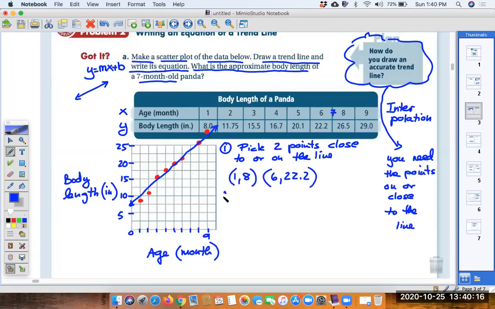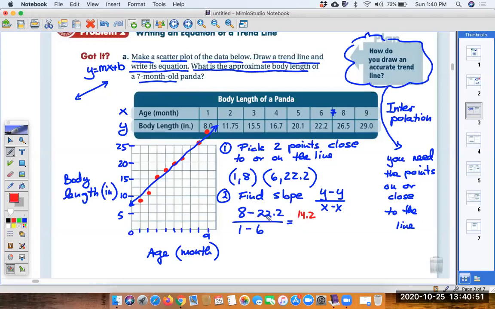So now next step is you find the slope between those 2 points. You need to use the slope formula. You learned that in 8th grade, y minus y over x minus x. Change in y divided by change in x. So your y's are the second number, so you have 8 minus 22.2 over 1 minus 6. And that gives you 14.2.